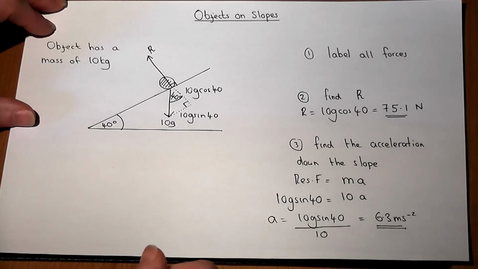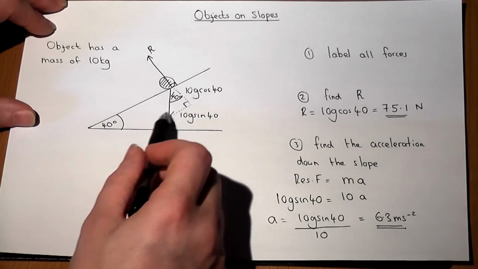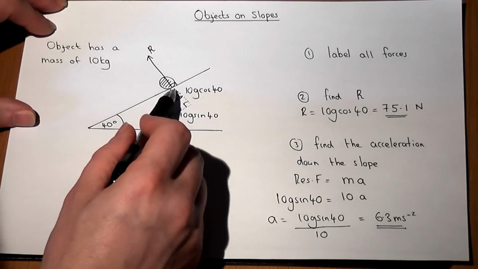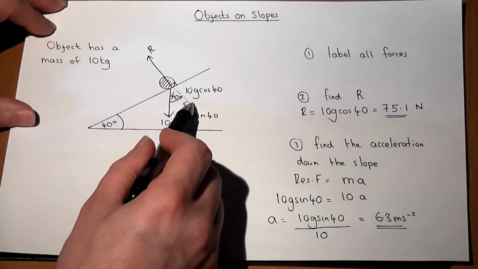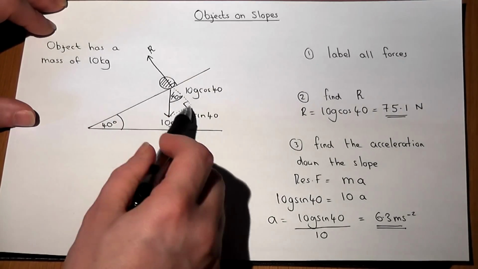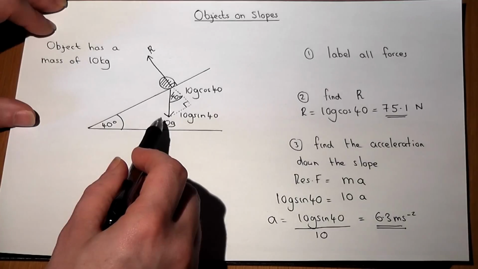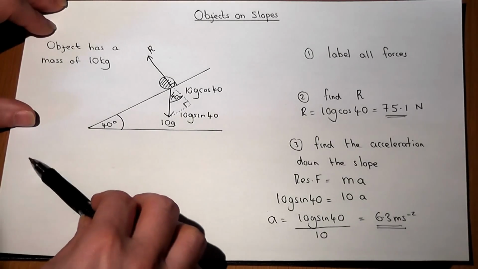So again, the key step with any slope question is to resolve the weight into the components. One into the slope, the other one down the slope. This one is used to find the reaction force, and this one here is what contributes towards the acceleration, in this case down the slope.